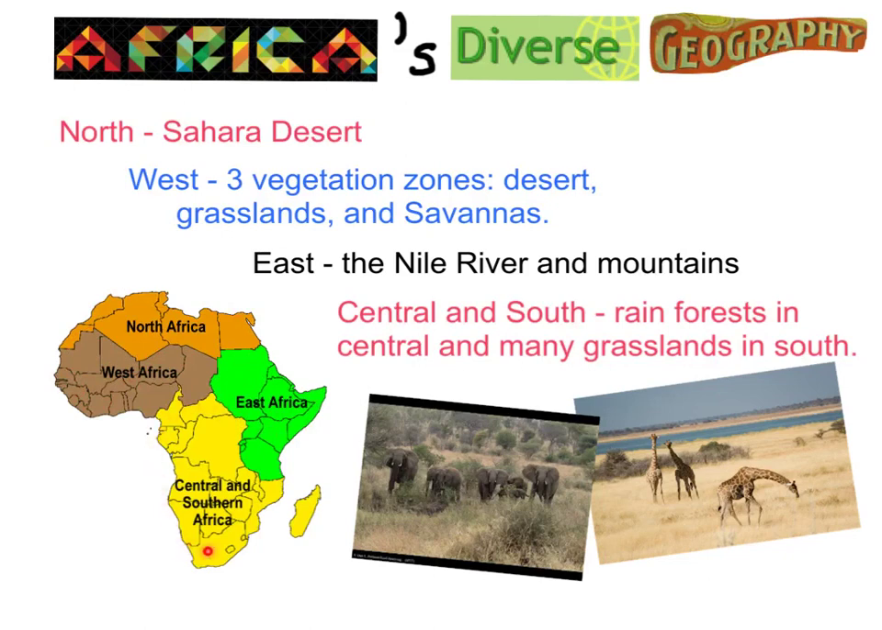In South and Southern Africa, you have a lot of rainforest in this area mainly, and grasslands toward the south, where you'll see lots of those wildlife preserves, where the wild animals kind of roam.